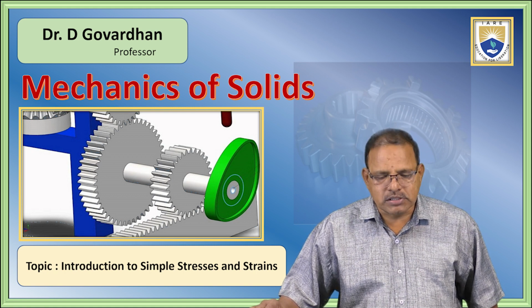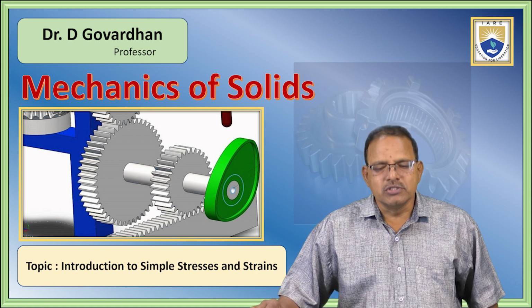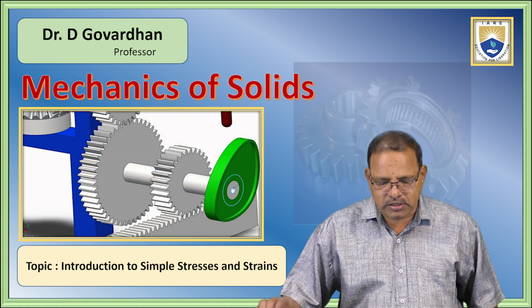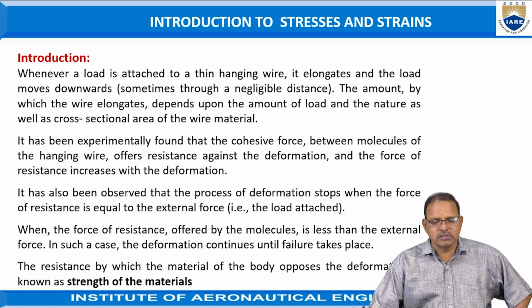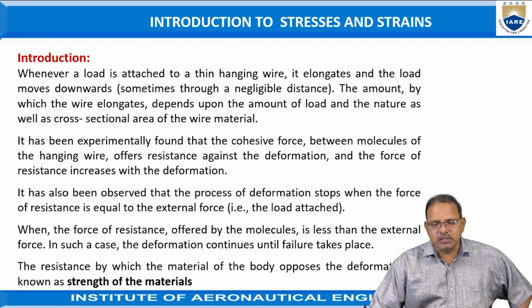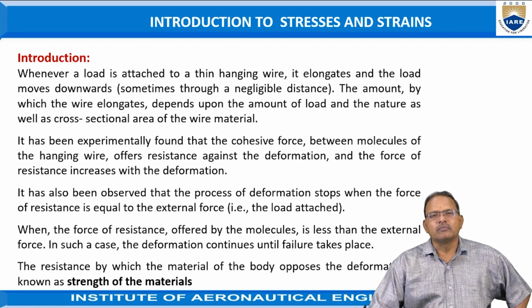Today, we are discussing introduction to simple stresses and strains in mechanics of solids. When a load is attached to a hanging wire, it elongates. Elongate means the length of the object increases. But at the same time, the cross section of the wire decreases.